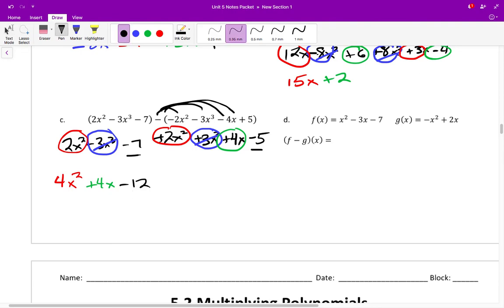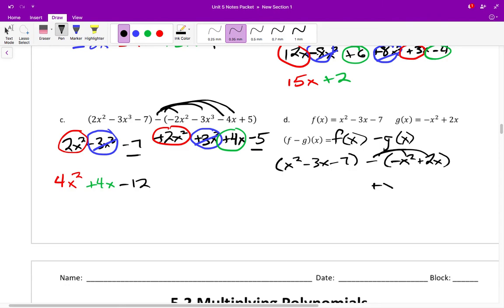All right, and then for D, our very last example for today. In this case, you would want to take f of x and subtract g of x from it, in which case, let's see, that gives us x squared minus 3x minus 7, that quantity minus the quantity, negative x squared plus 2x. Once again, you'll see I like to distribute to both of my terms in parentheses to give me a plus x squared and a minus 2x. And then I just bring down everything else, x squared minus 3x minus 7.